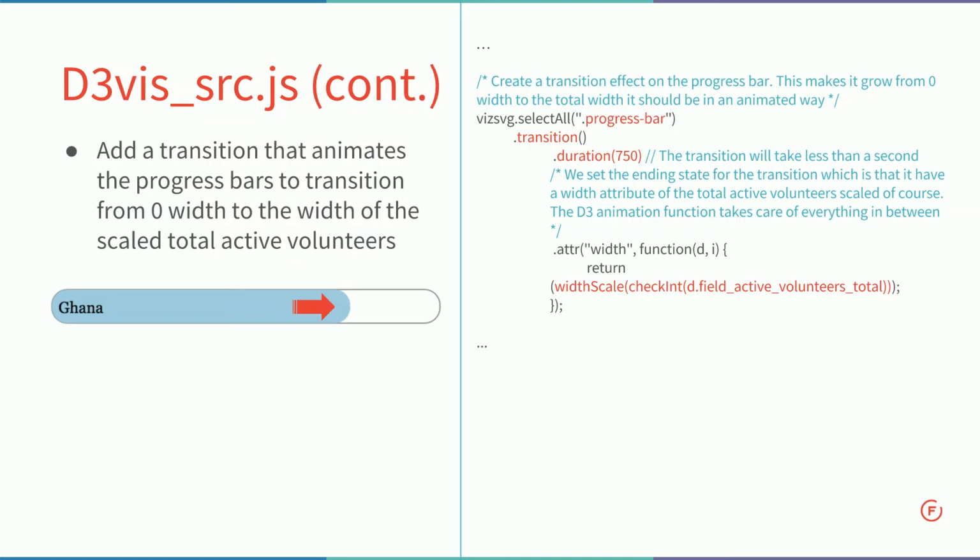And then for the actual value that we're transitioning to, because remember all the widths are currently set to 0, now we have to tell it what is the final width that it'll be transitioning to. For each one of those, we're going to use that width scale, which again is that magical function that makes sure that everything comes out to the correct scale. Through that function, we're going to return the d.field active volunteers total, which of course is our volunteers total. So that's how that gets passed through, and in the end, you get a bar that then scales to this width.